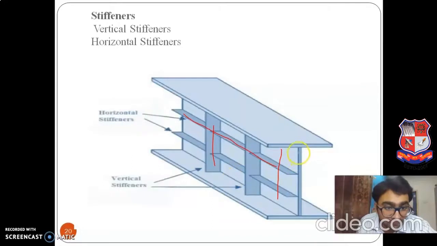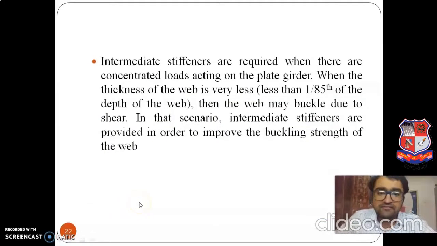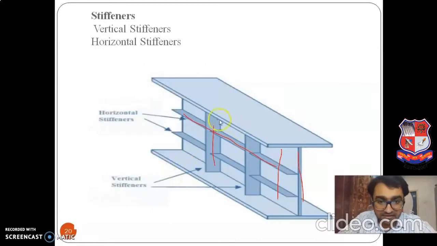Intermediate stiffeners are required when there are concentrated loads acting on the plate girder. Right, so intermediate stiffeners are required where there are concentrated loads, meaning the load is at a particular point. So these are the intermediate stiffeners you can see over here.